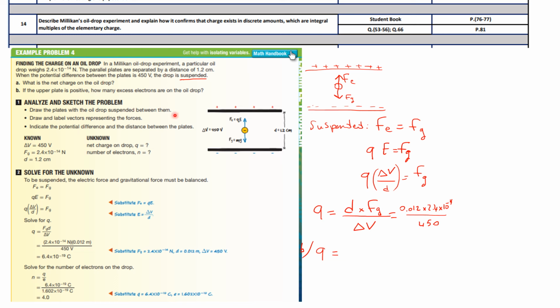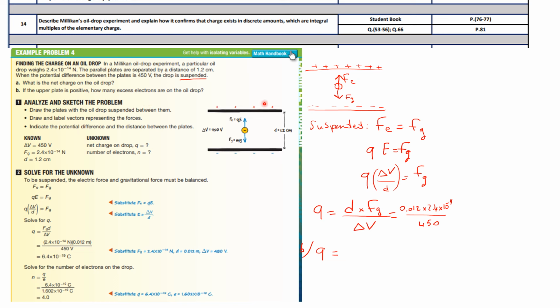All right. Okay, here: describe Millikan's oil drop experiment and explain how it confirms that charge exists in discrete amounts, which are integral multiples of the elementary charge. We'll see this in part B. Yes, of course. So this is an example from the book, example problem number 4. We have an oil drop, as you see here.